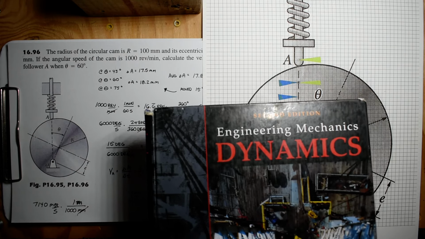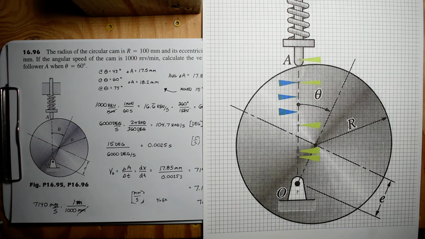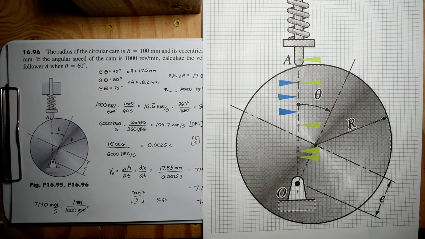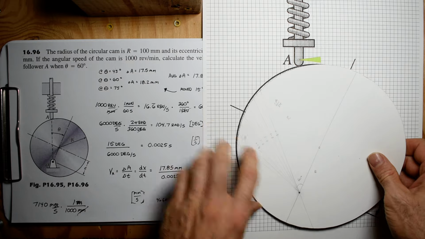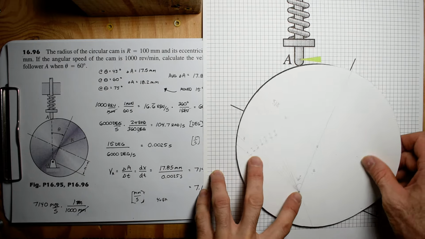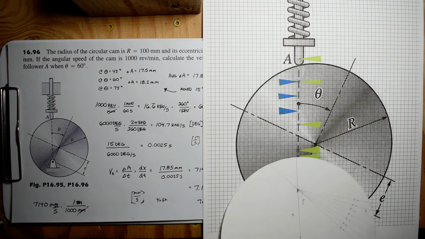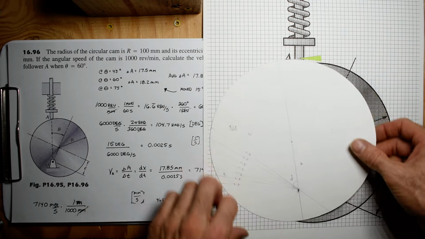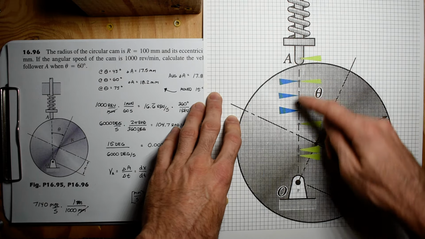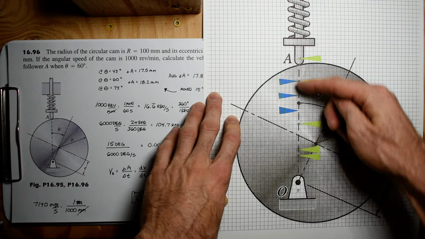Alright, so we have dynamics, and we got a really hard problem. We have motion, a thing spinning, and a pivot point that's not in the center of the circle. We call this having eccentricity. There's one rotation, and as this thing rotates, this actuator, called a follower, goes down and then up.